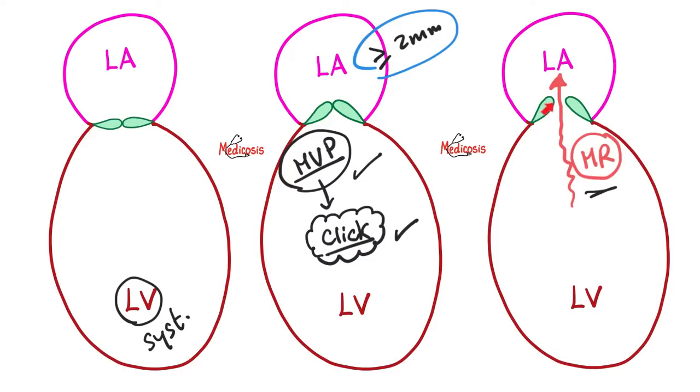But what if it's a prolapse with regurg? Then you're gonna hear a click followed by a murmur. Is it systolic or diastolic? Let's think about it. Mitral regurg is failure to close the mitral valve. But when is the mitral valve supposed to close? It is supposed to close during ventricular systole, and therefore mitral regurgitation is a systolic murmur.